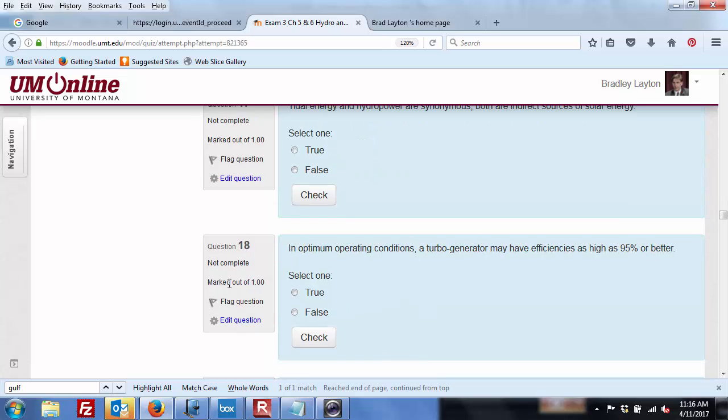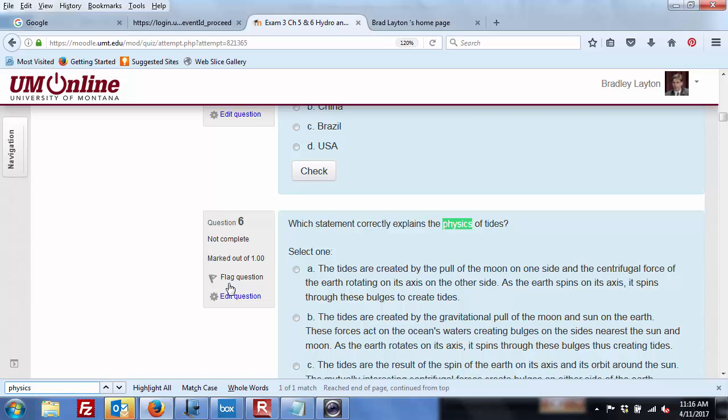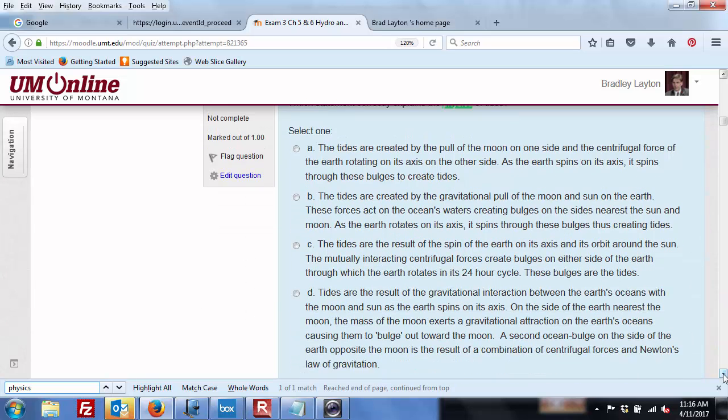Okay, which statement correctly explains the physics of tides? I chose B, but I'm pretty sure it was D because I felt like both of them were correct. I'd like to know why B isn't correct. Okay, all right. So physical tides.